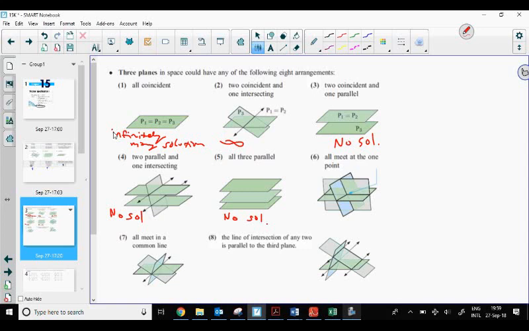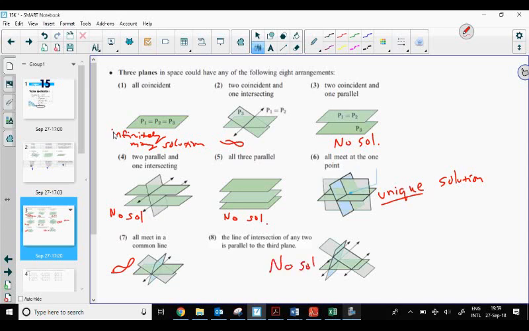Six, this is the exciting one. They all meet in one single point, so there is a single, unique solution. In situation 7, there are again going to be infinitely many solutions here. They're all meeting in a line. And in 8, there is, again, no solution.